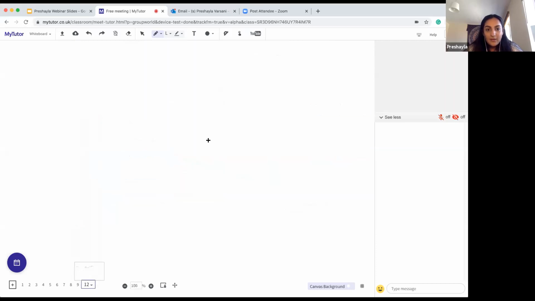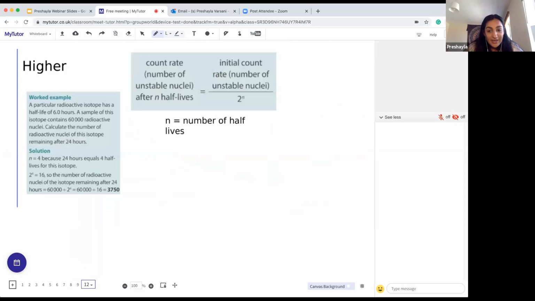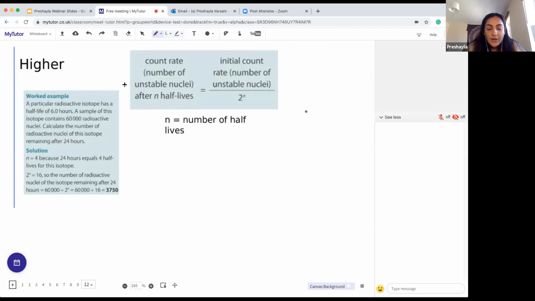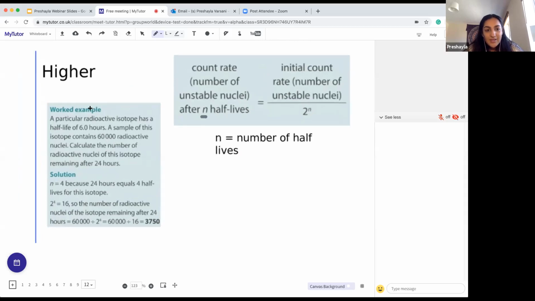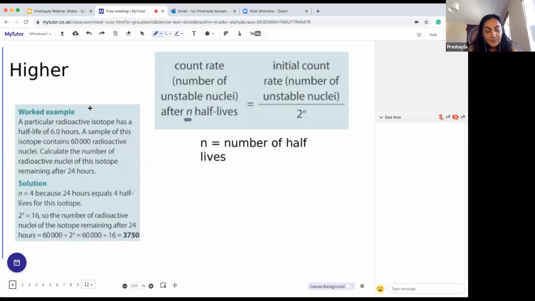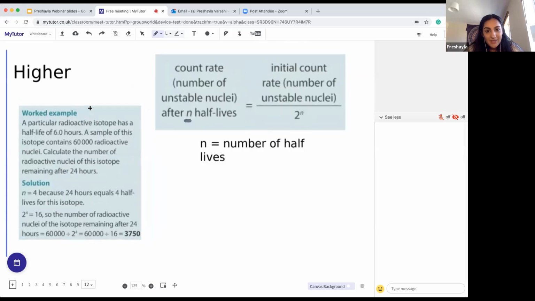Now this is where it gets a little bit tricky. This is for if you're doing higher tier physics. So the count rate after n half-lives, where n is just the number of half-lives, is equal to the initial count rate, the initial number of unstable nuclei, divided by 2 to the power of the number of half-lives. So let's go through a worked example to really understand what this equation means.